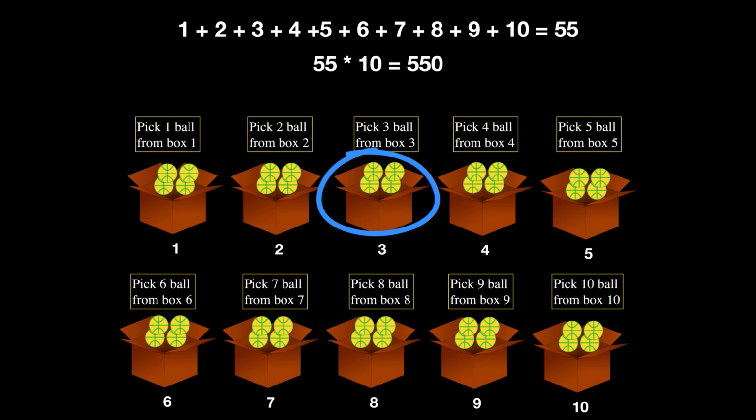So once you weigh the set of chosen balls, find out the difference between the total weight and the expected weight. That number represents the box number which contains the defective balls. By following these simple steps, we can solve this puzzle and the defective box can be identified with a single weigh.